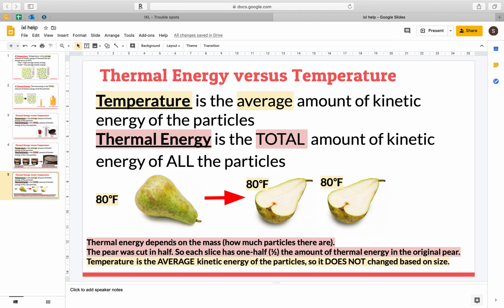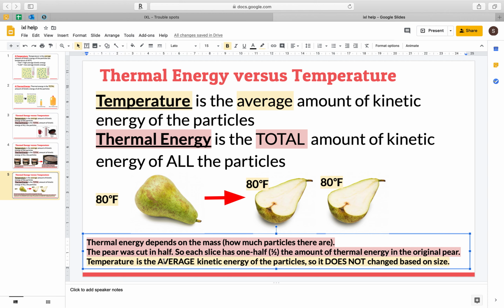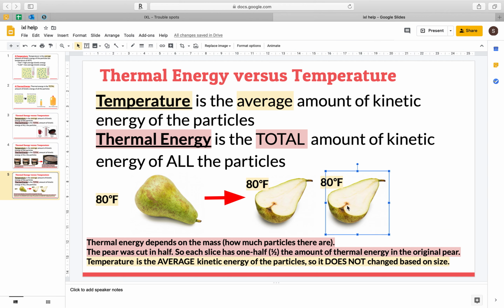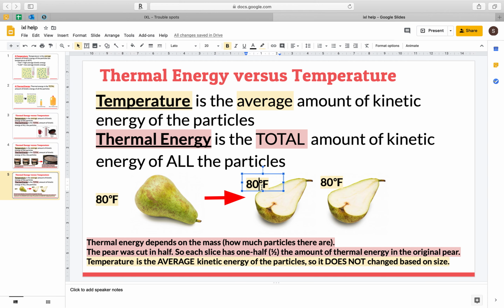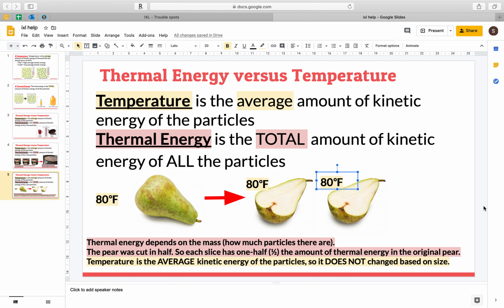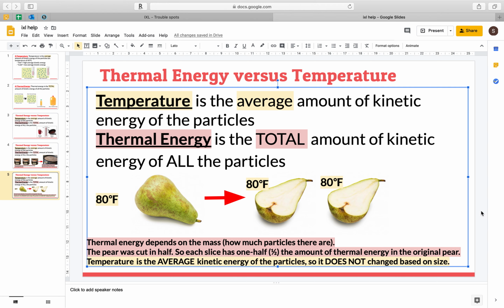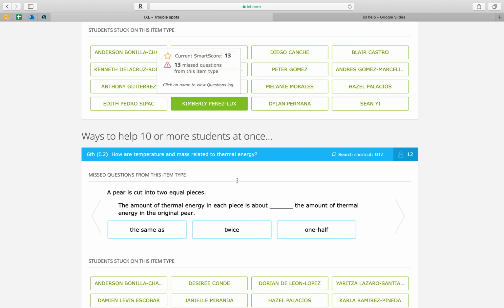So thermal energy will change based on the mass, how many particles there are, how big the size of the object is. However, the temperature is the average kinetic energy of the particles, so it does not change based on size. Even if it's smaller, the temperature does not change because it's just measuring on average how fast the particles are moving. So let's look at this question.